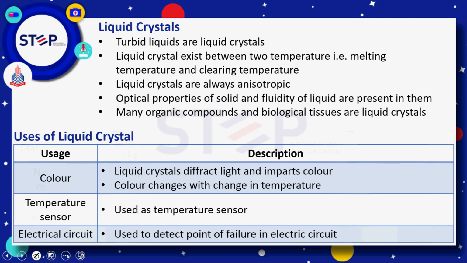What is liquid crystal? Turbid liquid is called liquid crystal. That is the intermediate state between melting temperature and clearing temperature. Liquid crystal exists between two temperatures, melting temperature and clearing temperature. For example, we already discussed that cholesterol benzoate is a compound which melts at 145 degrees Celsius to a milky liquid, and at 179 it is a clear liquid.